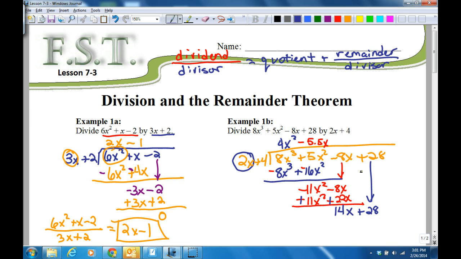How many times does 2x go into 14x? 7. So plus 7. 7 times 2x is 14x. 7 times 4 is 28. Do I have a remainder on this? Nope, it's 0. Okay? Okay, good question. I'm going to do one with a remainder.